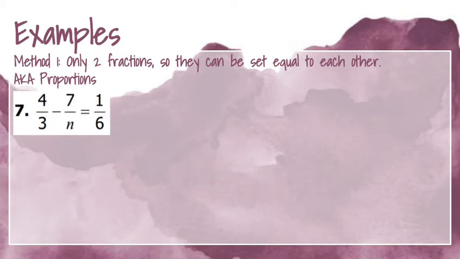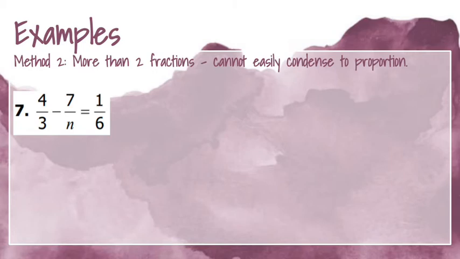And then in the second method, we multiply everything by the least common denominator. So I'm going to show you why we do that and what that does to our problem. So we have 3n and 6. So our LCD is going to be 6n. And all three of these go into 6n an even number of times.